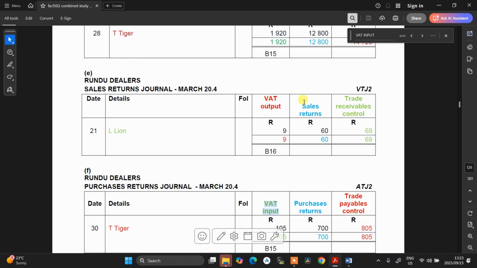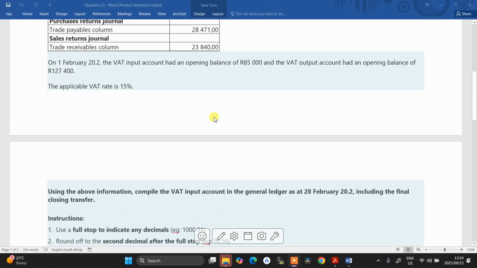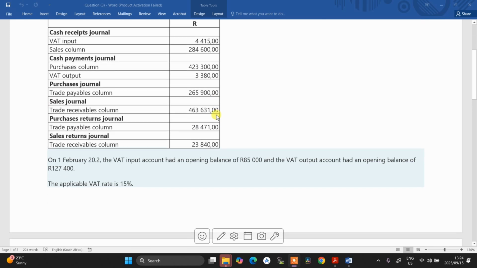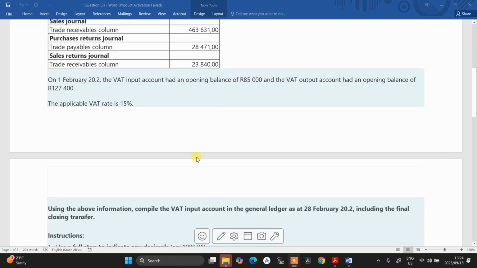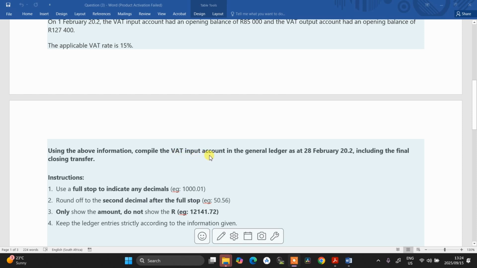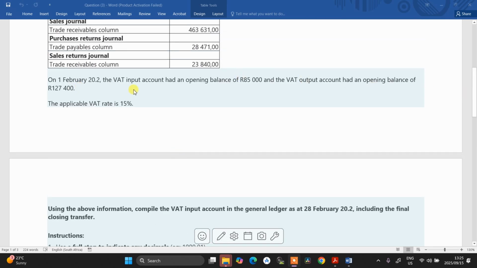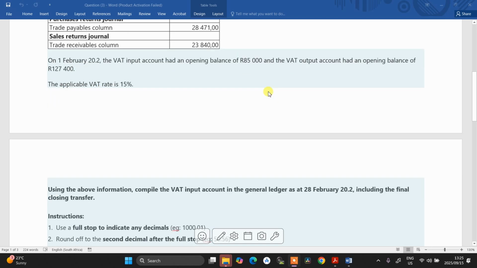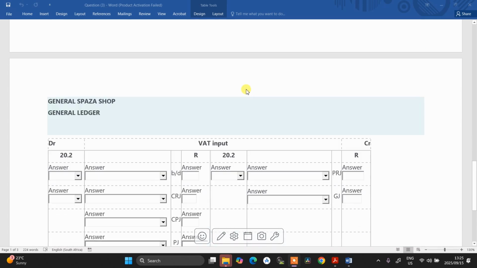Okay, so now it's time we actually look at how to answer this question. Let us go back to our instruction. Here they told us that we are supposed to compile a VAT input account. So the first thing that we must record is the opening balance of the VAT input account. As I have already told you earlier, the VAT input account has a debit balance. So we need to just copy the VAT. The VAT input account had an opening balance of 85,000. So that is what we are going to write here.